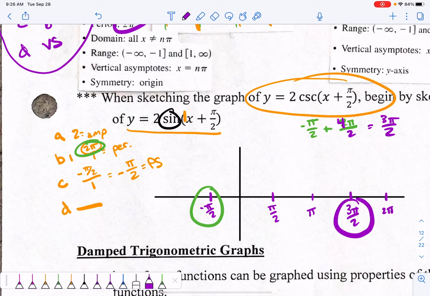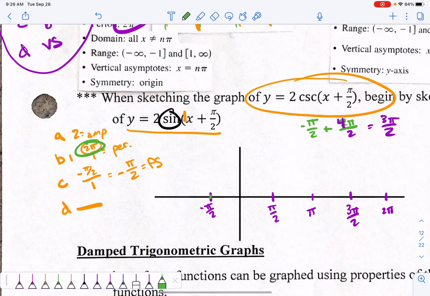So this is where he's going to end. He's going to start at negative pi over 2 and end at 3 pi over 2. Let me erase that quick. That's my starting and ending point. And we're doing the sine function.